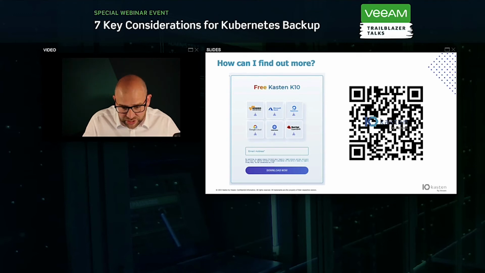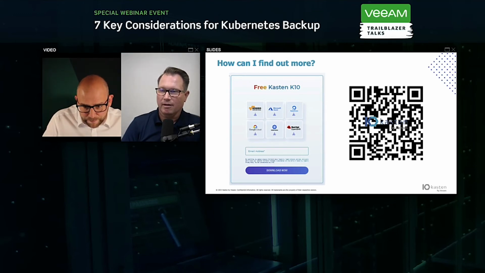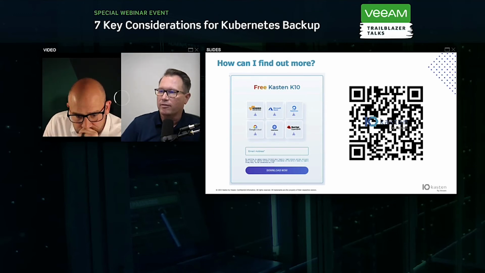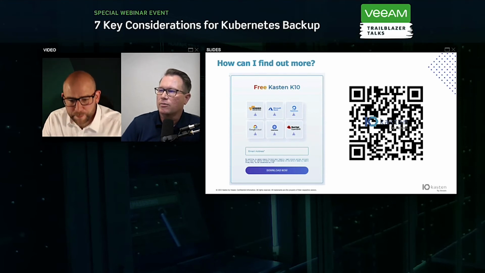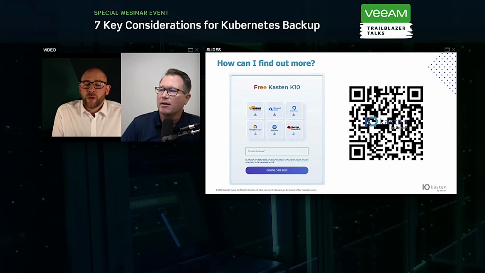I see actually quite a few. Absolutely, yeah. Quite a few. Ransomware is a hot topic in their IT organization. How does Kasten incorporate Kubernetes backup into an existing disaster recovery and backup process?